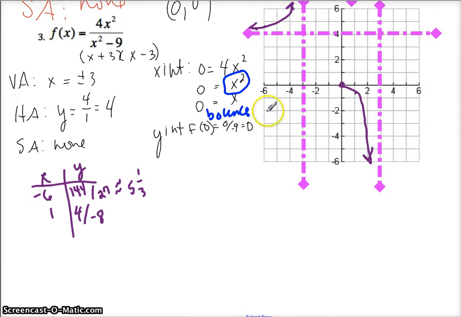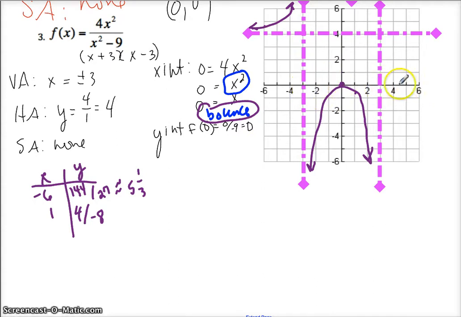Now I'm going to refer back to when I found the x-intercept, and I said I would bounce at that point. So if I'm going to bounce, I know that this side would also remain below the x-axis. If you forget to check the bounce or are not sure what that looks like, you can always plug in an x value between negative 3 and 0.